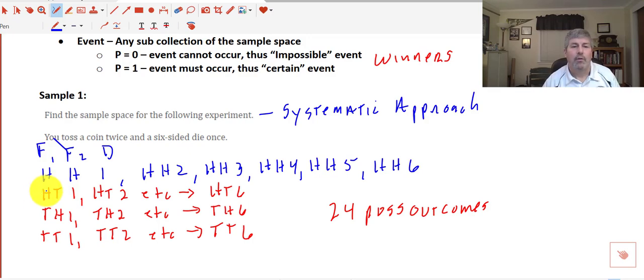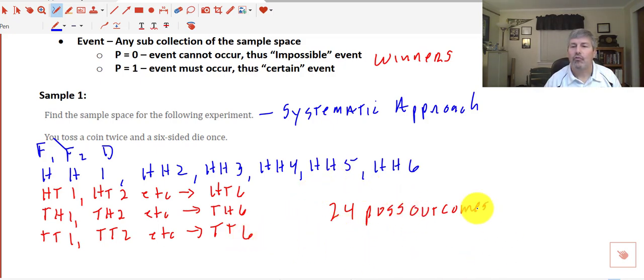But then, maybe on my first flip of the coin, it lands heads, but on the second one, it lands tails. So I could have heads, tails for my 2 flips. And then maybe I roll my die 1, and then it's 2 and 3 and so forth. Heads, tails 1, heads, tails 2, heads, tails 3, heads, tails 4, 5, and 6. Then the other possibility, tails, heads on my 2 coin flips. So tails, heads 1, tails, heads 2, 3, 4, 5, and 6. And then tails, tails on my flips. Tails, tails 1, 2, 3, 4, 5, and 6.